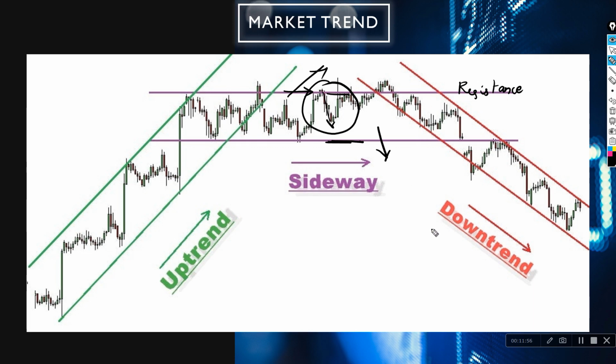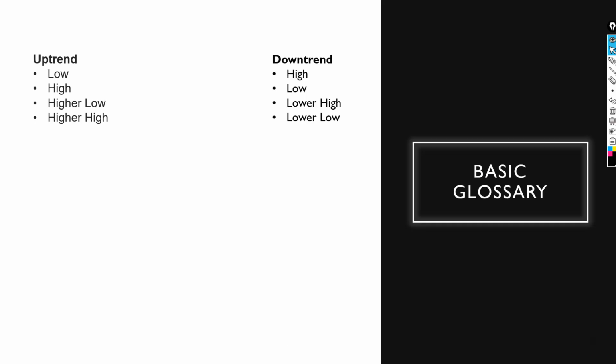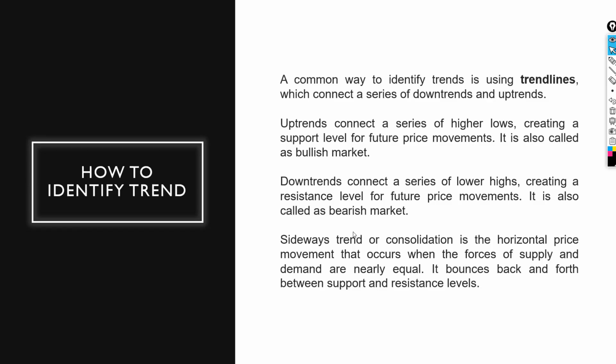And as you can see here, this is a downtrend. It is moving down. How is the market? It is falling. Where in an uptrend it was going up, in a downtrend it is coming down. So let's understand the sideways trend now. The sideways trend is also called a consolidation zone.